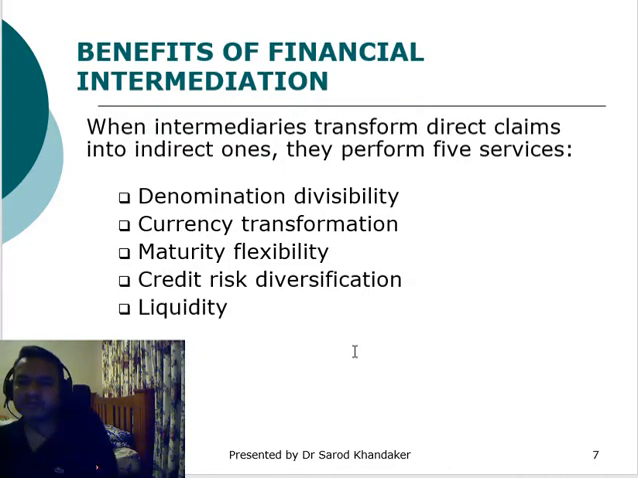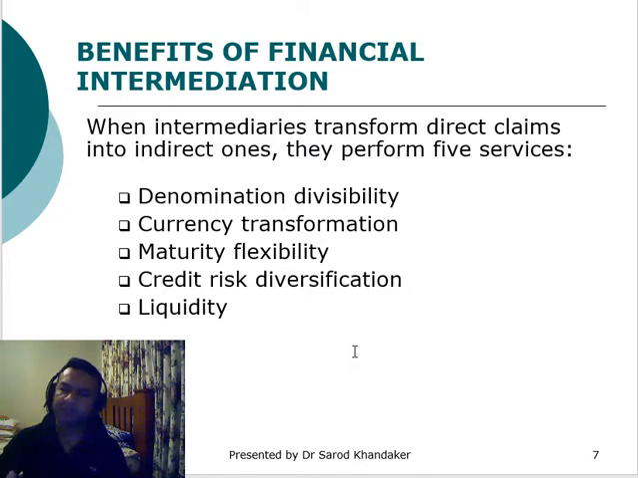So what are the benefits of intermediation? When intermediaries transform direct claims into indirect ones, they perform 5 services. Number 1 is denomination divisibility. The second is currency transformation. Number 3 is maturity flexibility. Number 4 is credit risk diversification. And the last one is liquidity. Look at each of them and try to understand why these benefits come from the financial intermediary.